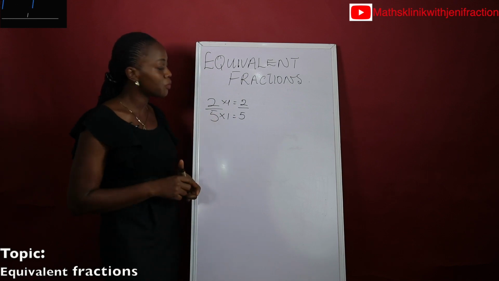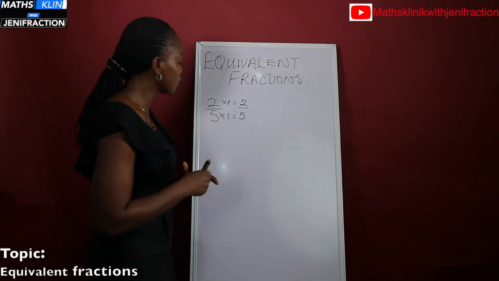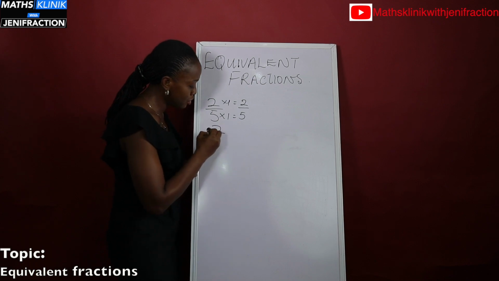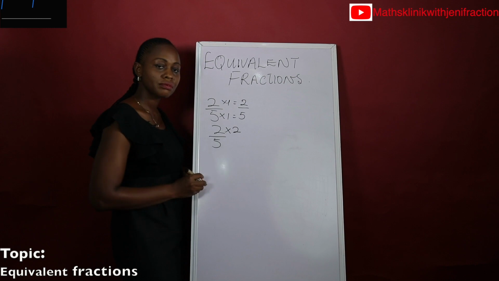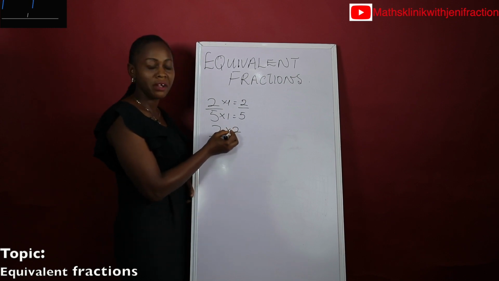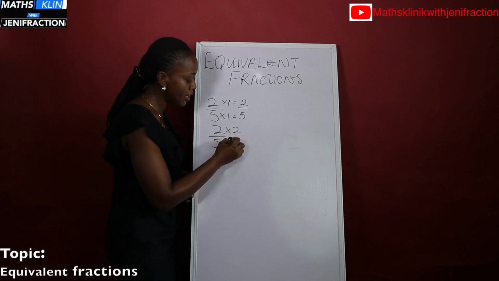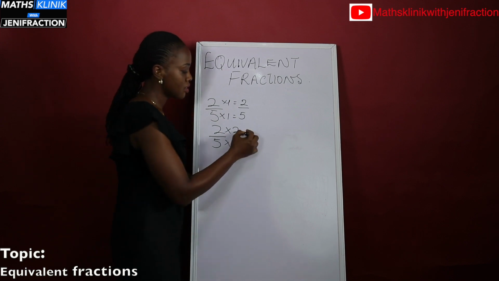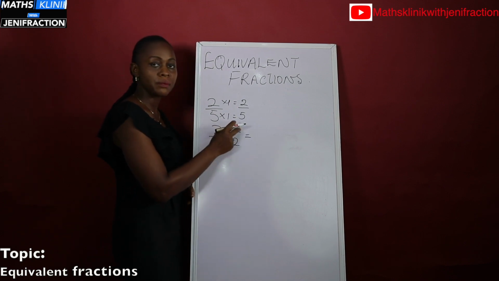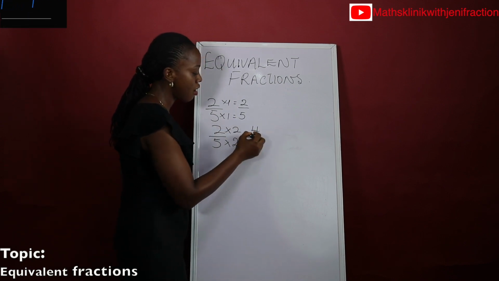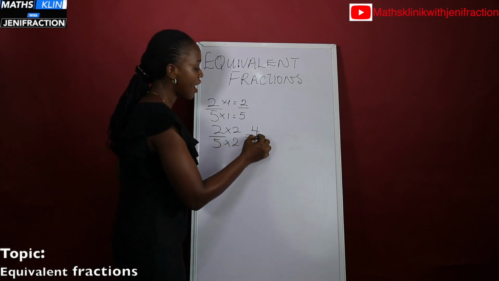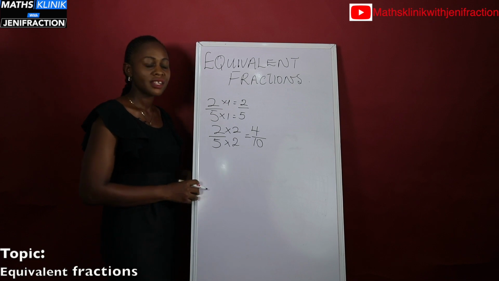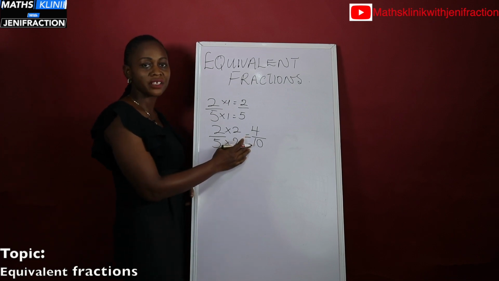So the first one, we have to multiply by 2. I'll say my 2 over 5 times 2. What I do to my numerator, I'll do to my denominator. Therefore, I have 2 times 2, 4, over 5 times 2, I have 10. That's the first equivalent fraction.